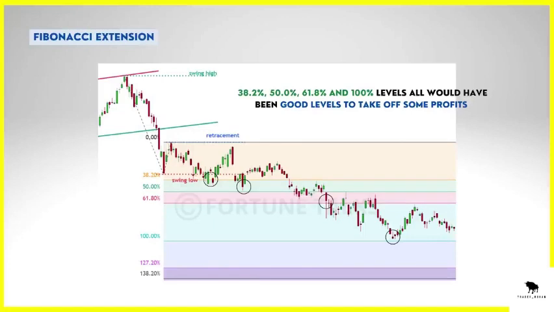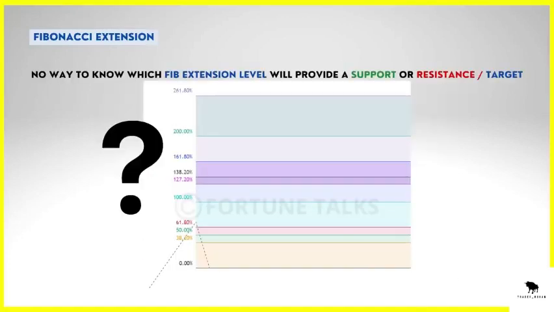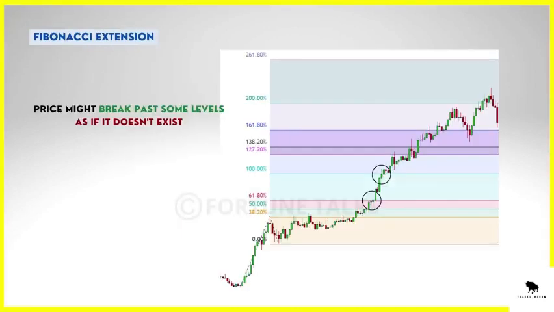But of course, there are some problems to deal with here. The first one is that there is no way to know which exact Fibonacci extension level will provide a support or resistance. Secondly, there are occasions where some of these levels may or may not act as support or resistance. The price might neglect it and move past it as if it does not even exist.